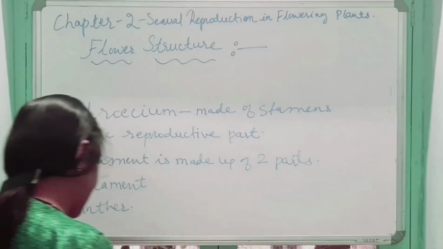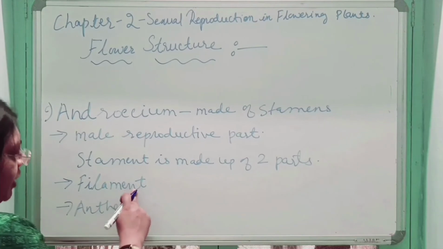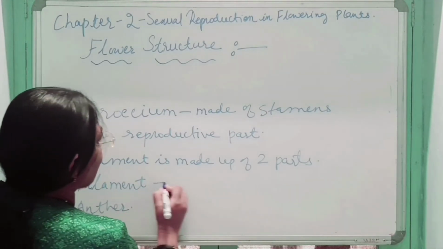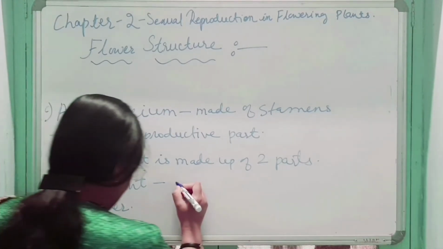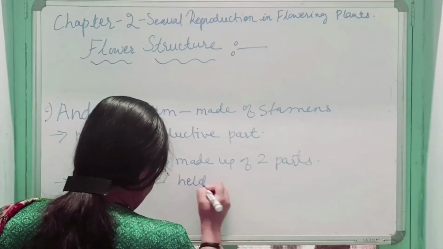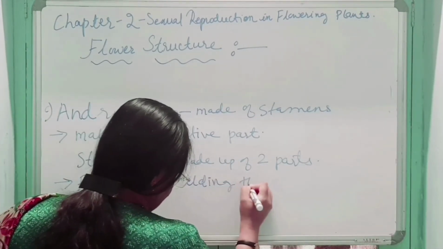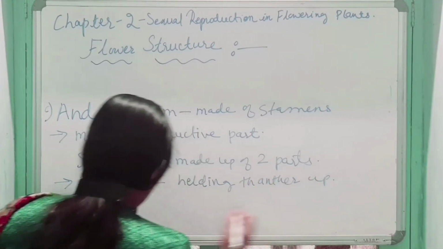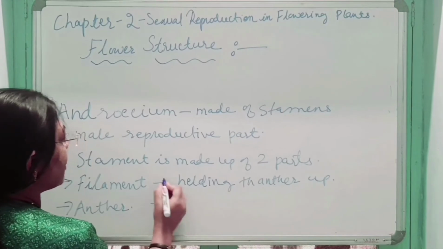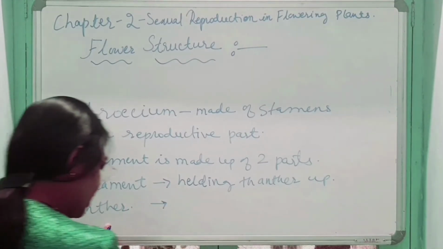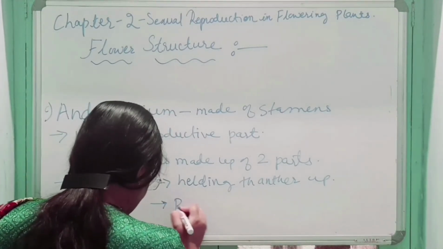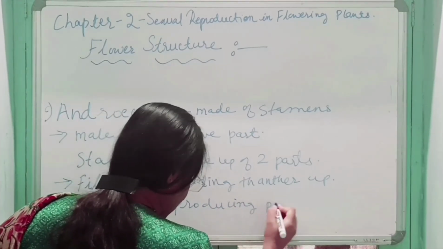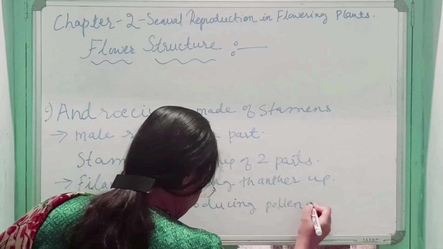Second part is the anthers. Now this filament holds the anther, helping in holding the anther up, and this anther is bearing or producing pollen grains.